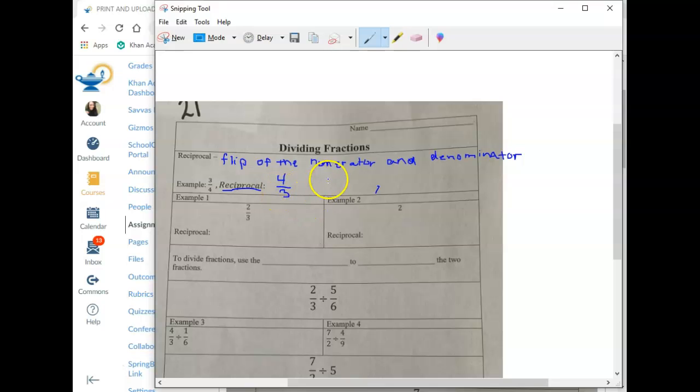All right. So let's take a couple of seconds, guys. I want you to write the reciprocal of 2/3 down, for example 1. And then I want you to write the reciprocal of 2 down, for example 2. Go for it. What would the reciprocal be? When you're done writing the reciprocal, my e-learners, type done in the chat.